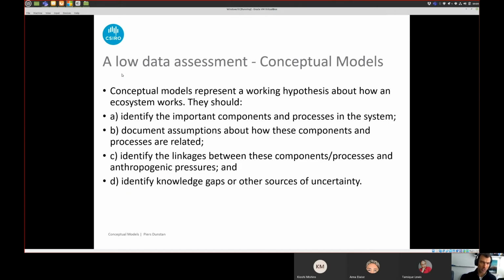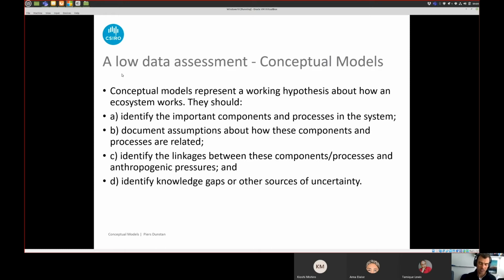What we've worked with the International Seabed Authority for the North Atlantic Ridge is really a type of model called a conceptual model. The conceptual models are a very quick and simple way to begin a process of risk assessment. They're basically the working hypothesis about how we think ecosystem works.